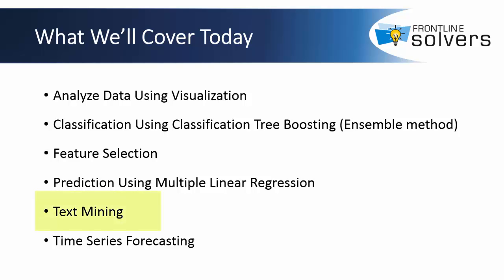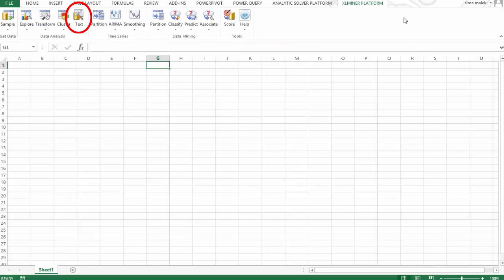Next, let's explore the text miner. XLMiner text mining tool allows you to process and analyze your unstructured text data so you can quickly and fully utilize the power of this data to enable better decision making. XLMiner's text mining feature analyzes a collection of text documents, extracts their meanings, and calculates any patterns or trends that might appear in the collection.